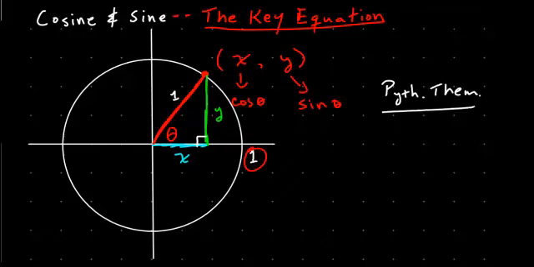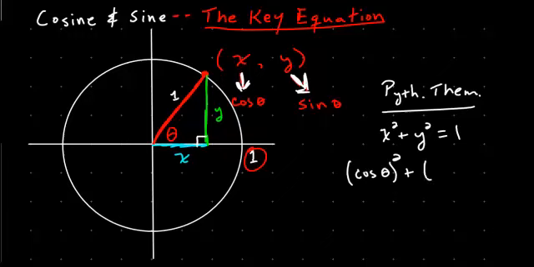we know that x squared plus y squared equals 1. But if we look here, we see that the x we can rename cosine theta. So that is cosine theta squared plus y. We look here, we can rename y sine theta, plus sine theta squared equals 1. And that is your key equation. Cosine theta squared plus sine theta squared equals 1.